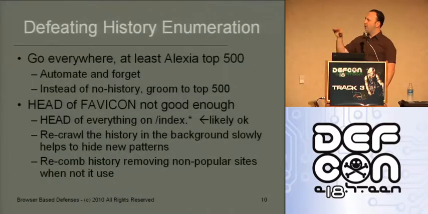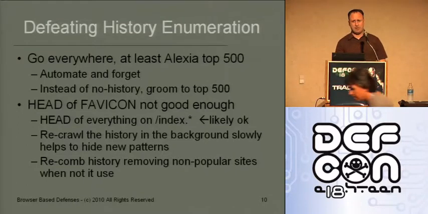History enumeration: go everywhere, at least the top 500 sites. Now, you don't have to manually go there. You can have a plugin do it for you, right? Have it go to the top 500, and then go through and delete your history so that any extra things you go to that aren't in the top 500 aren't there.